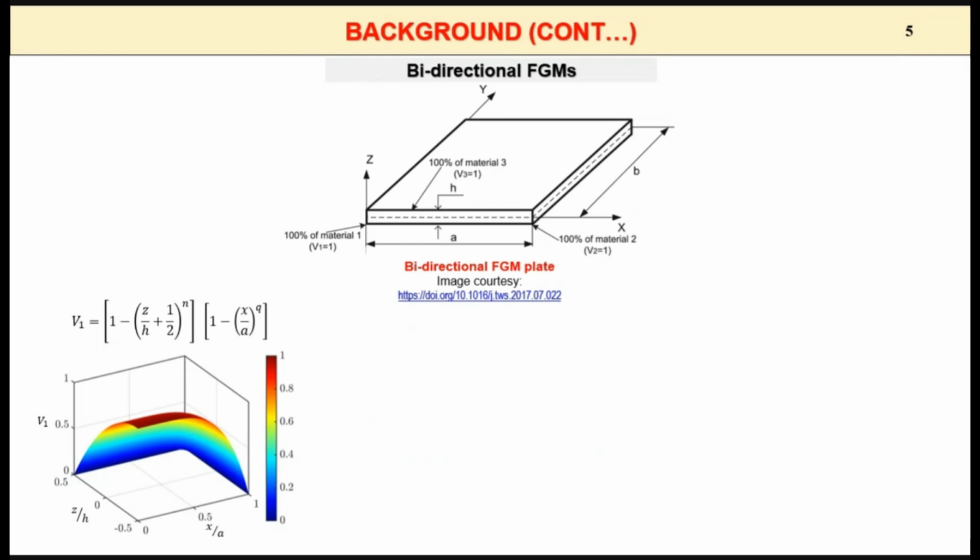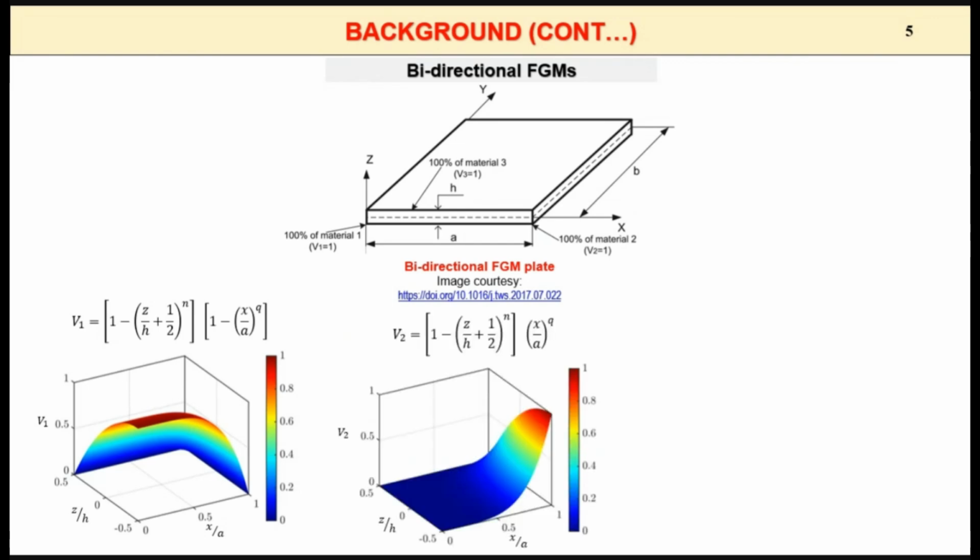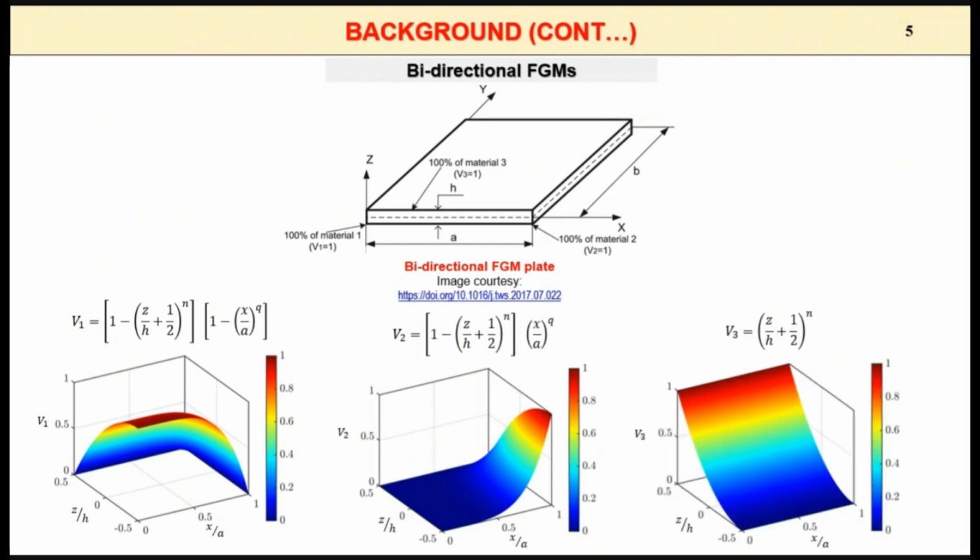So we have three different constituent materials. This is the plot showing how the constituent volume fraction is changing over the domain. This x by a shows the longitudinal direction, and this z by h is the thickness direction, and this plot shows how the volume fraction for material 1, V1, is changing. Similarly, this is the expression for V2 and the plot, and for V3.